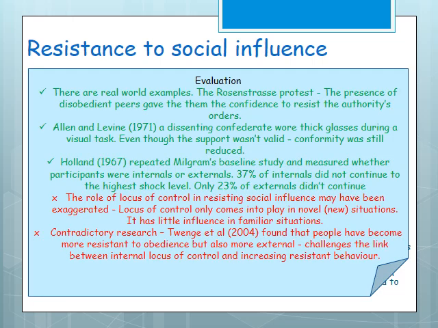So there are real world examples, for example, a protest within Germany. When there were disobedient peers, it gave them more confidence to resist an authority's order. Also, when we had a dissenting Confederate that wore thick glasses during a visual task, conformity was reduced, even though that support wasn't valid due to it being a visual task and we assumed that the person wearing thick glasses has poor vision. The fact that they didn't conform made us less likely to conform.